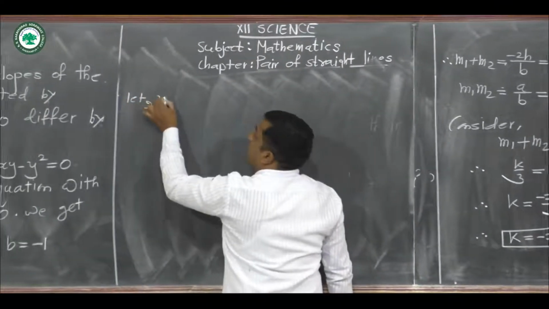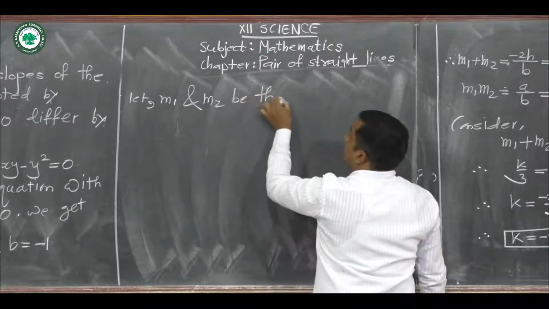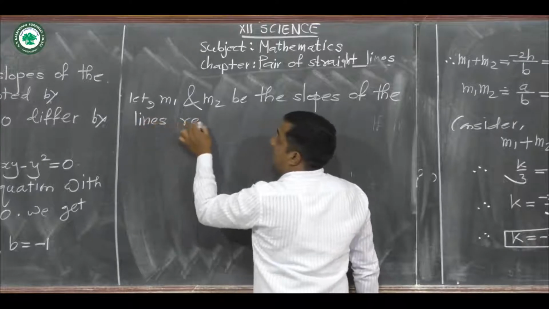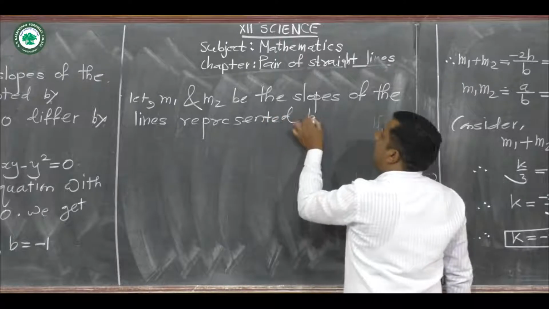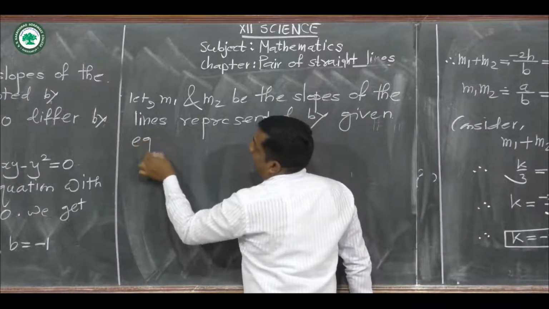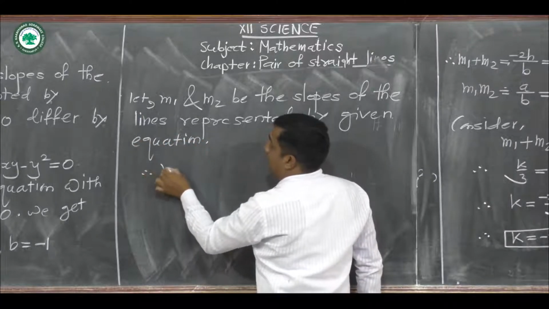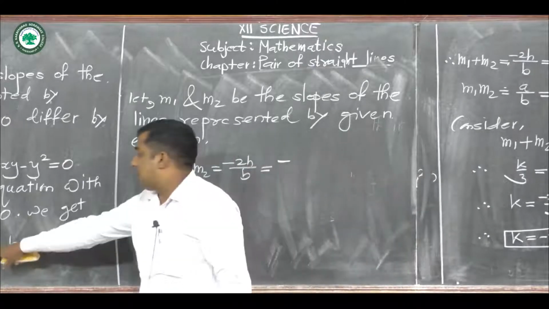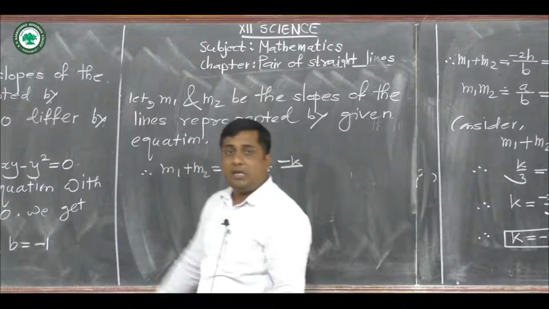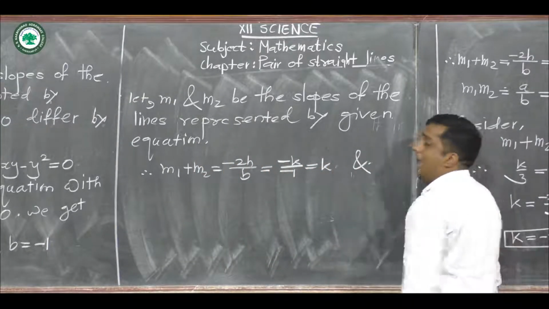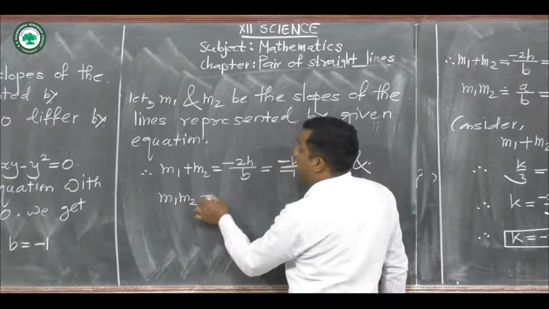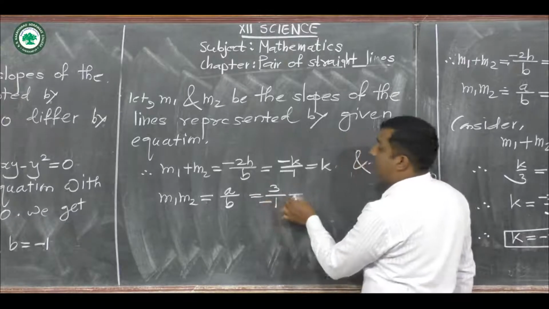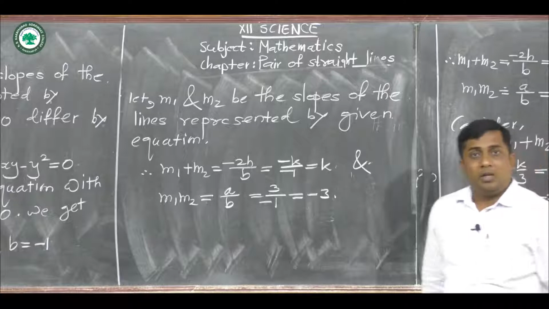Let m1 and m2 be the slopes of the lines represented by the given equation. So here we find m1 plus m2. We know m1 plus m2 is minus twice h upon b. Here twice h is k, divided by b, and b is minus 1, so lastly we get k only. And the product of the slopes, m1 m2, is equal to a upon b. We know a is 3 and b is minus 1, and lastly we get minus 3. Okay, now we consider the given condition.